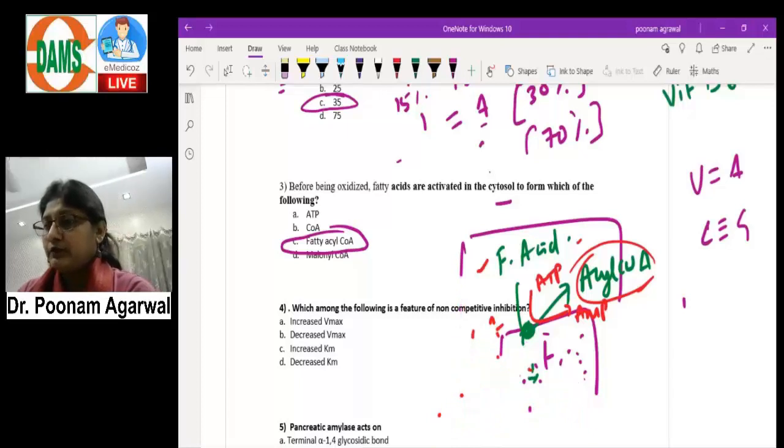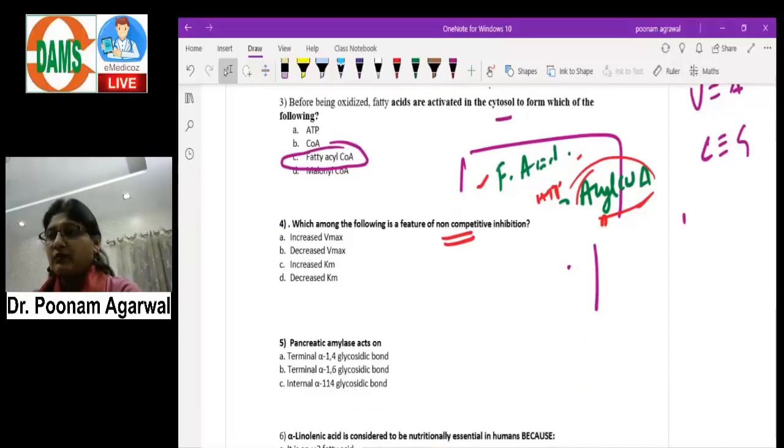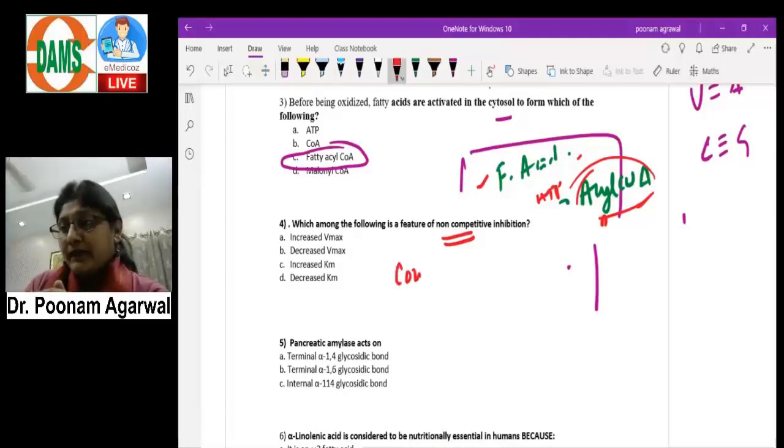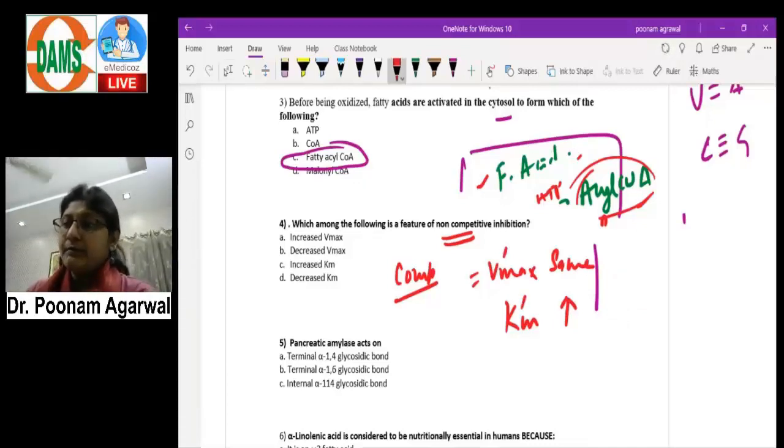Alright, now coming to question number 4. Which of the following is a feature of non-competitive inhibition? Be very careful. If these competitive and non-competitive questions are being asked, you have to know a few basic points. For competitive inhibitors, you remember that Vmax is the same, but Km is increased. The apparent Vmax, that is the Vmax in the presence of inhibitor, is still going to be the same in the presence of a competitive inhibitor, but to get half of that Vmax velocity, the amount of substrate required is going to increase. That's competitive inhibitors.